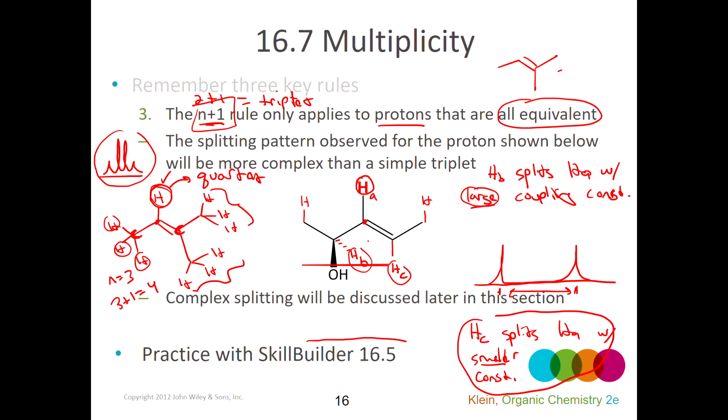So instead of having one doublet, because B split A, I have a doublet of doublets. I have these two peaks that were split apart by B splitting A, and I still have those with the same distance here, same coupling constant as here. But those were split into another pair of doublets because C is also splitting A with a smaller coupling constant. And so the distance between the peaks here is much smaller because C is splitting A with a much smaller coupling constant. And so that's called a doublet of doublets.